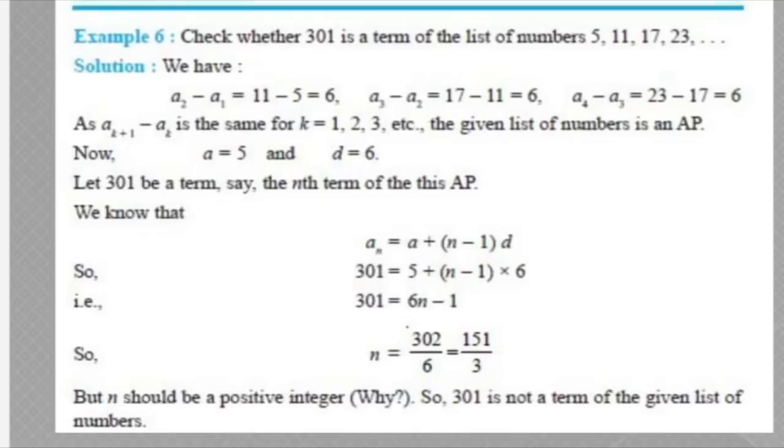So the position of any number cannot be in decimal. We always say it is the third position, fourth position, fifth position or sixth position. We never say it is 5.5 position or the 5.5th position. We never use decimals. Therefore n should be a positive integer. Now in this case n is not a positive integer. It means the term 301 is not a term from the given AP.